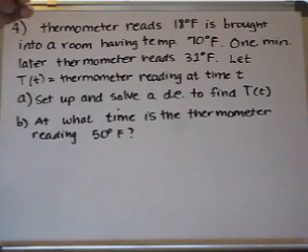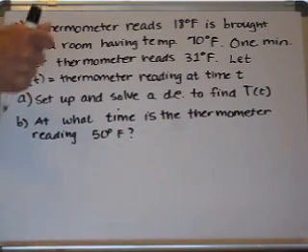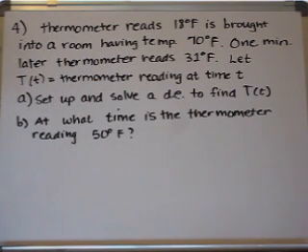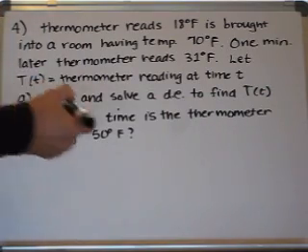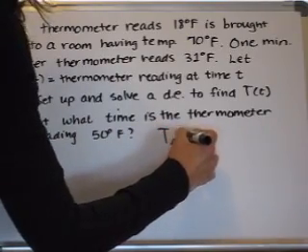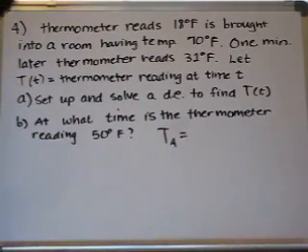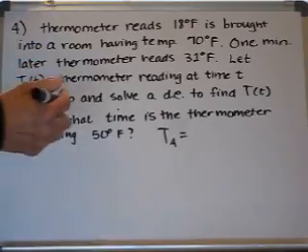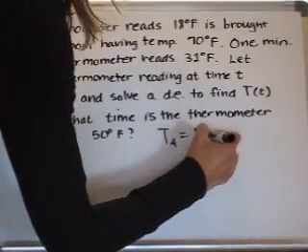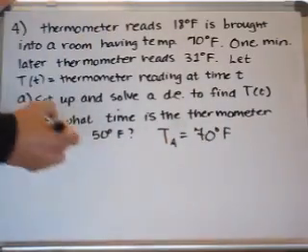To start with, we're going to use Newton's law of cooling, which says that the instantaneous change in the temperature with respect to time is proportional to the difference between the object's temperature and the ambient temperature. The ambient temperature is the room temperature, so I'm going to let T sub A represent the ambient temperature, which is the temperature of the surrounding medium. The problem says the ambient temperature, or room temperature, is 70 degrees Fahrenheit.